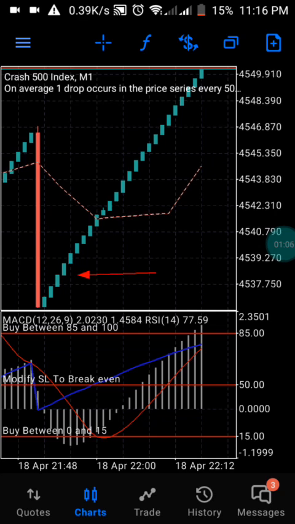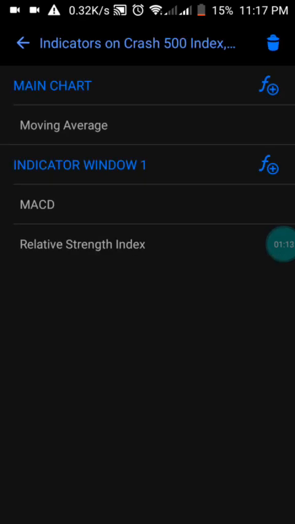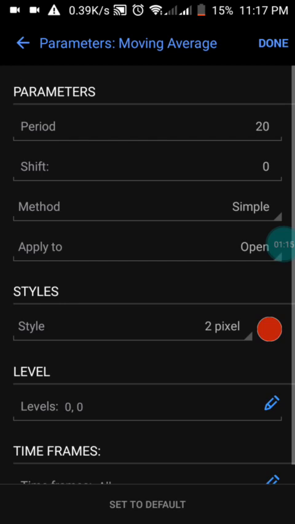So guys, let me show you the settings of this indicator so that you can set it up on your PC. We have the first moving average, which is on our main chart. We have the period of 20, the method to be simple, apply to open, and our style in red color, and you can choose any color of your choice. So you press done.